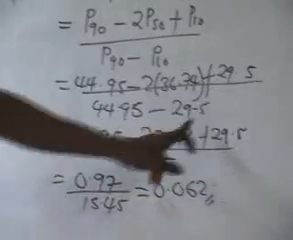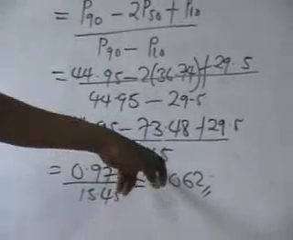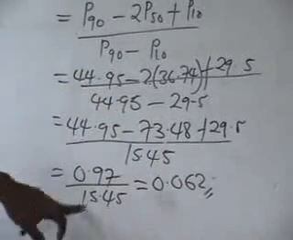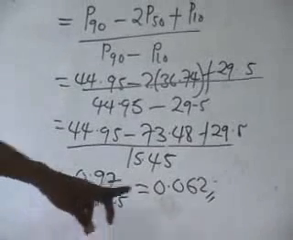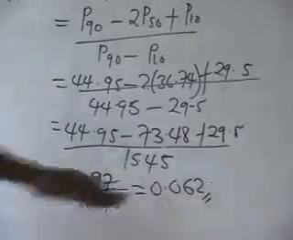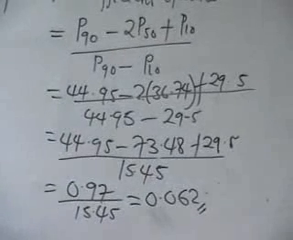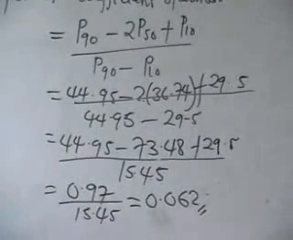Then this one minus this one will give us what? 15.45. So 0.97 divided by 15.45 will give us what? 0.062, and that is the end of what? Percentile, quartile, decile. Are we together?